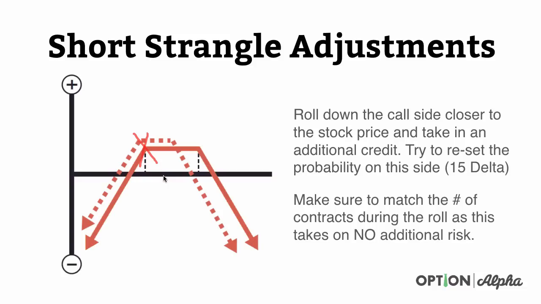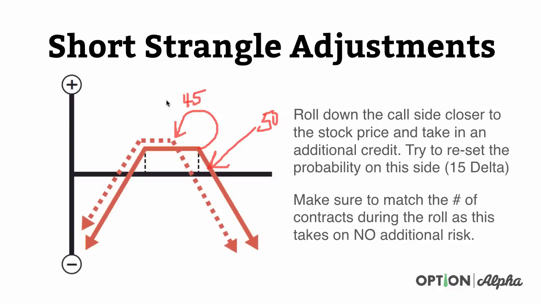You're not going to touch that side. All you're going to do now is roll down your call spread, or your call side, closer to where the stock is trading. So let's say, for example, that your initial call spread strike is at 50. You would roll it down to something around 45. So you're rolling that call side down closer to where the stock is.